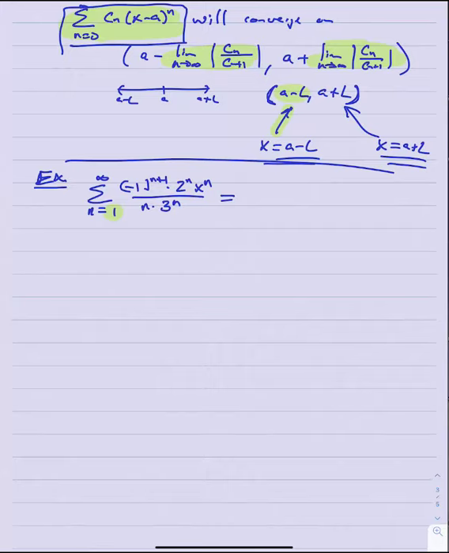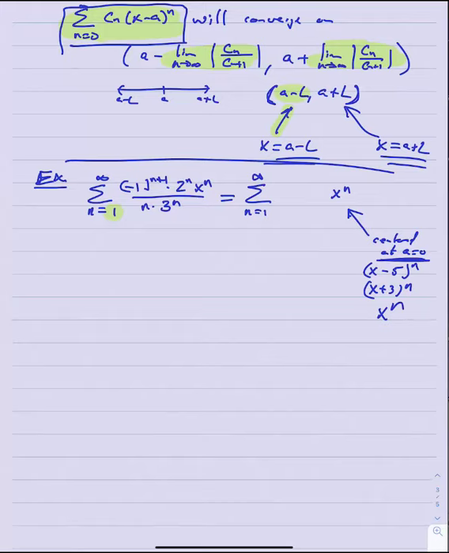Notice this is a power series. That is, it does look like a summation. There is a power of x. Notice that this would be centered at 0. I know that because it doesn't look like x minus 5 to the n or x plus 3 to the n. It just looks like x to the n. That alone tells me that the center is 0.